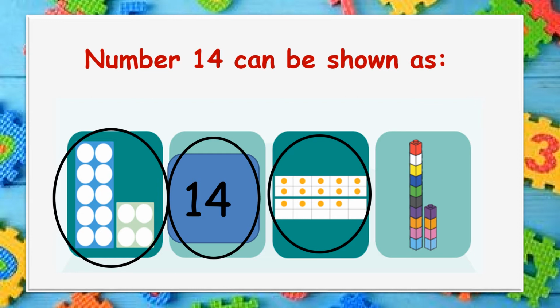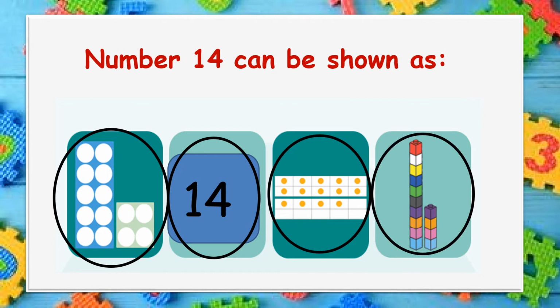So here in one 10 frame we can see all the dots are filled. That means it has 10 dots. And in another 10 frame, how many dots are there? Can you count? 1, 2, 3, 4. Yes, so 10 and 4 more makes 14.